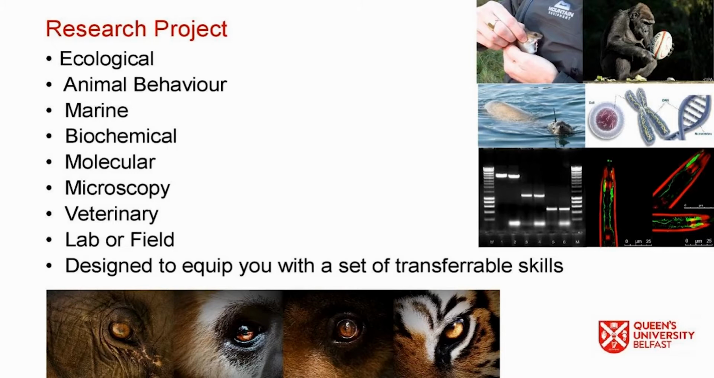The Stage 3 projects are offered by research active staff within the school and offer you the chance to complete a project which is either laboratory-based or field-based. It may also be a dry project, i.e. bioinformatics, or a wet project, for example, carrying out behavioural studies or dissections. The projects are designed to equip you with a set of transferable skills to enhance your employability.